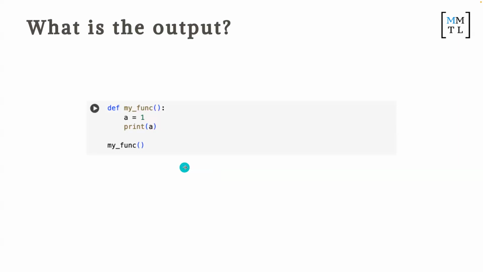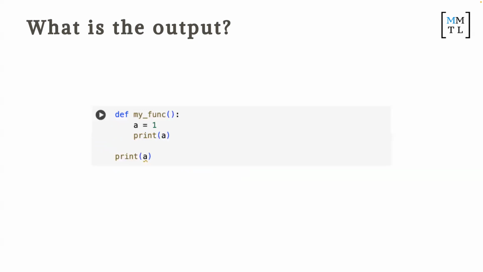So having a look at this, what would this print? Yeah, 1, right? Because we call myfunc. Myfunc doesn't even take any input. So inside of it, A is equal to 1, and then it prints A, which is 1.